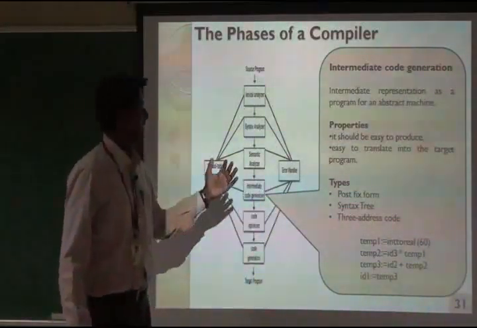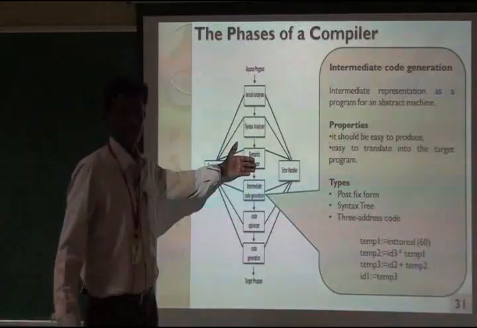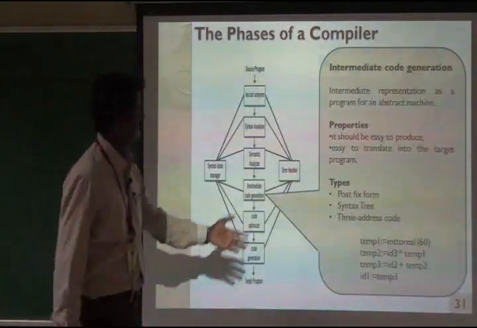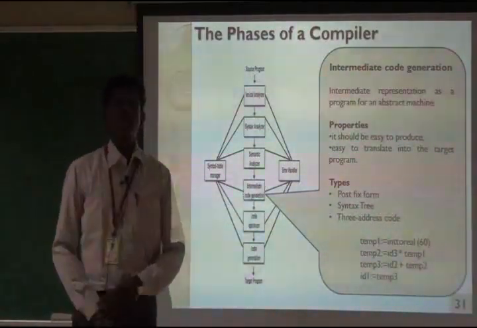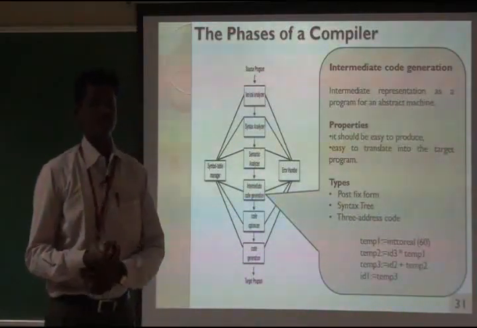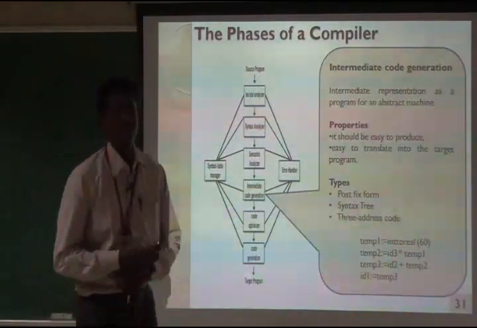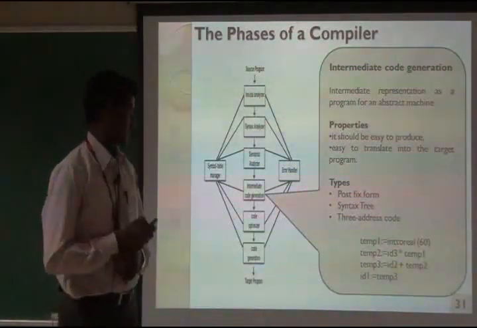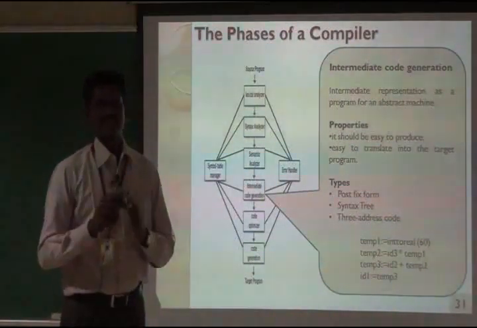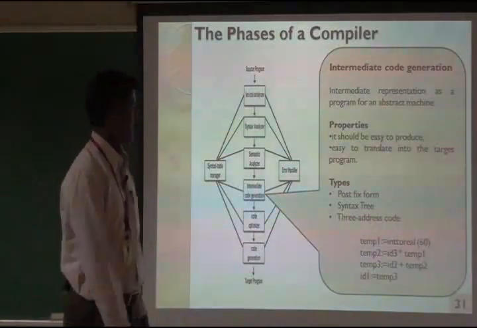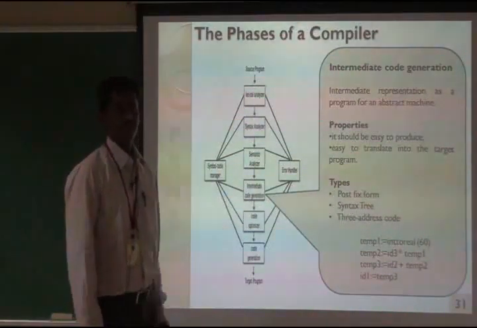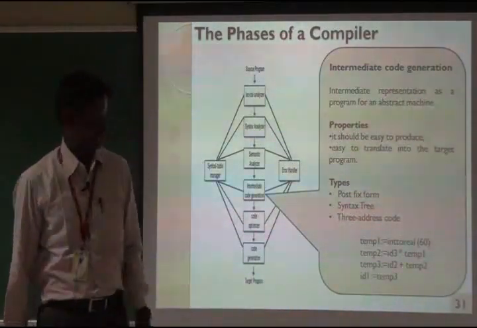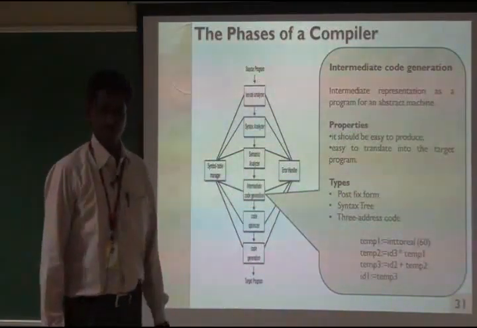Okay. Anyway, the intermediate code generator gets its input from the semantic analyzer and generates intermediate code. The intermediate code may be in three forms: postfix form, syntax tree, or three address code. You know what postfix form is? If A plus B is the statement, the postfix form is AB plus. And you know what a syntax tree is? The syntactical structure of the statement. Or the three address code, which is nothing but code that may contain a maximum of three operands. That code is called three address code.